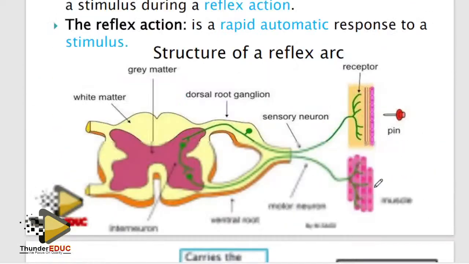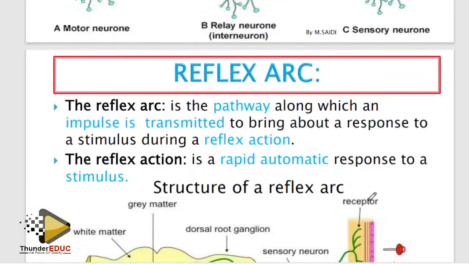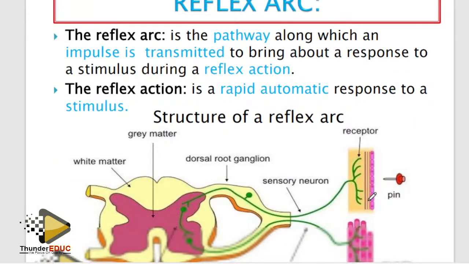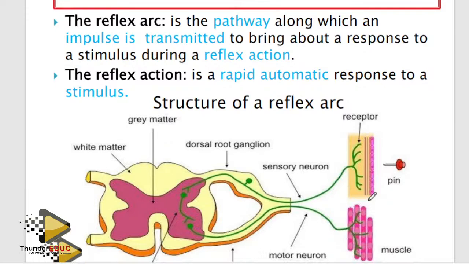Simple. Reflex arc. We have 5 questions here. What is the reflex action? What's the reflex arc? Function of the reflex action. What happens if this is damaged? And then what happens if the other one is damaged? Simple. And then reflex arc is done.